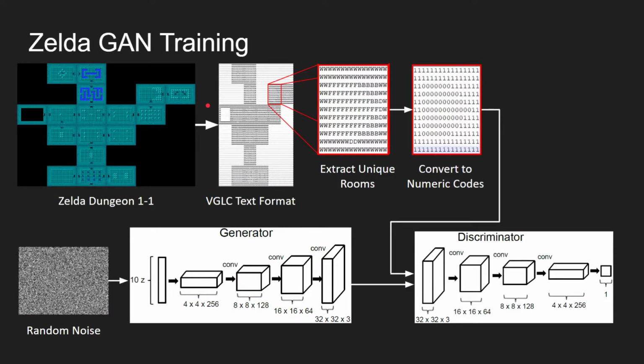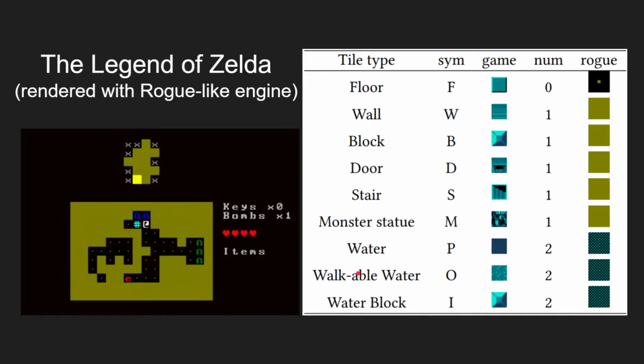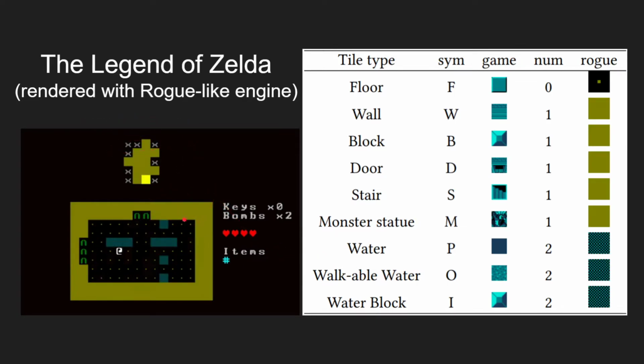Zelda is a bit more complicated. The VGLC representation of Zelda has a representative of each dungeon in the game, but what we do is we extract the individual rooms and train on those. So the rooms are converted to this numeric format, which is fed into the discriminator. The generator works as before, so that at the end we have a generator that can produce individual rooms. Now we still need a way to combine those rooms, but once we do that, we can visualize it and play it in this simple roguelike engine.